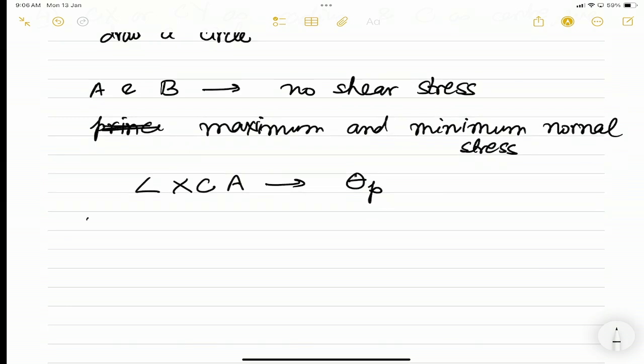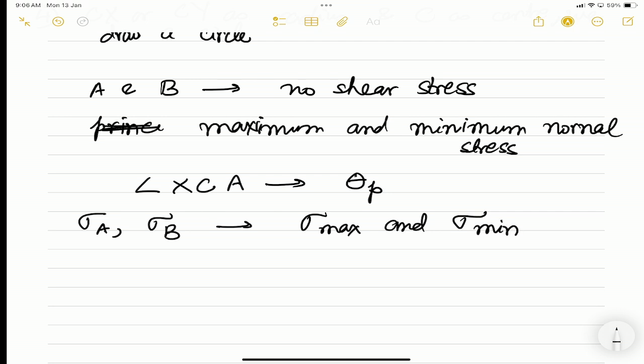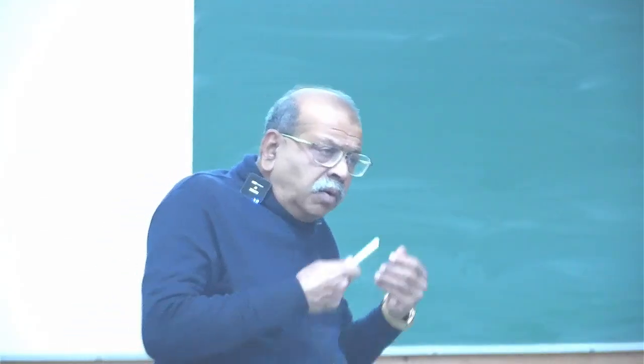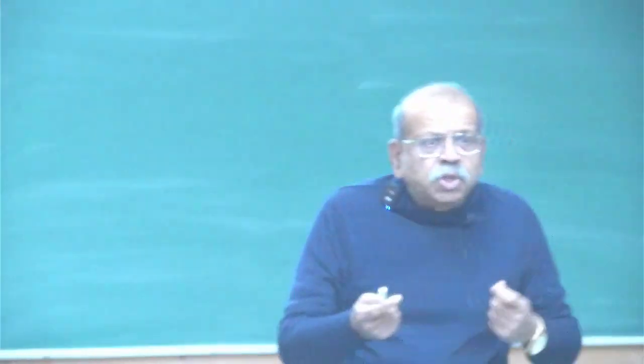And sigma A and sigma B, which are sigma max and sigma min, are called principal stress. Okay? What's the meaning of principal stress? That along these directions, along these x and y, there will be no shear stress. Now, what is the importance of this in mechanics?